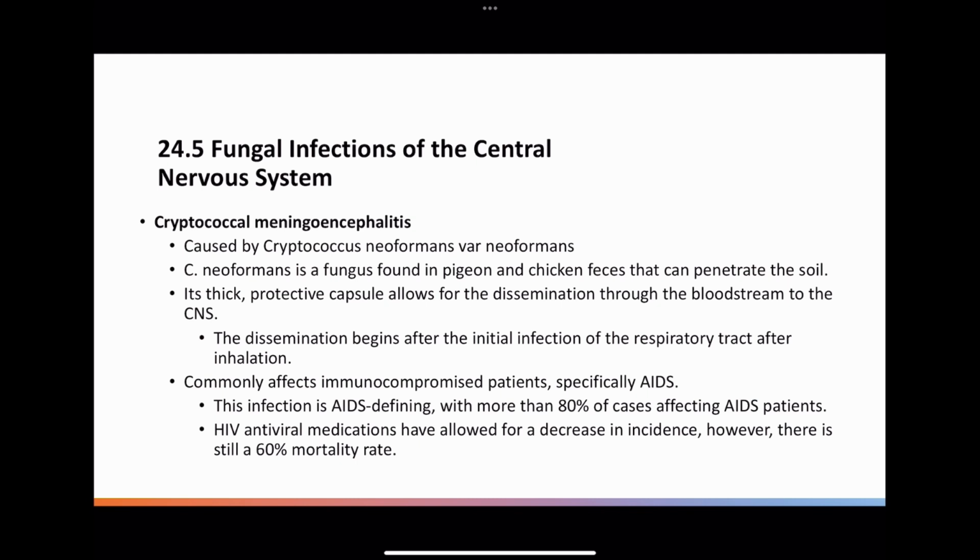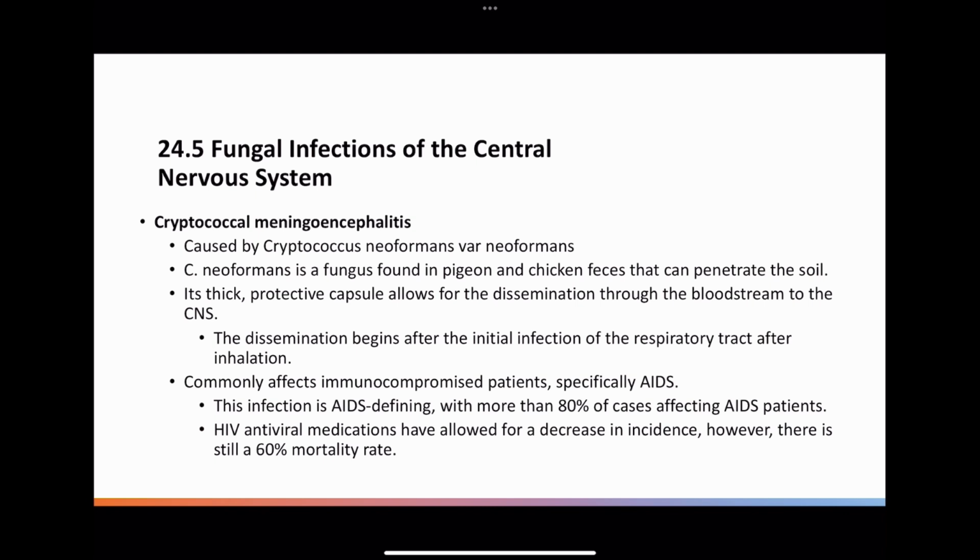The third form of fungal meningitis is cryptococcal meningoencephalitis. This infection is caused by the fungus Cryptococcus neoformans var. neoformans. C. neoformans is a fungus found in pigeon and chicken feces which can penetrate the soil. It has a thick protective capsule which allows for the dissemination through the bloodstream to the central nervous system. This dissemination is what causes the meningoencephalitis, which is inflammation of the brain as well.